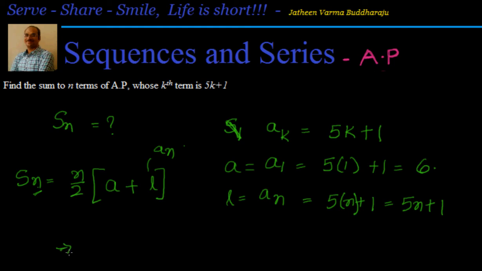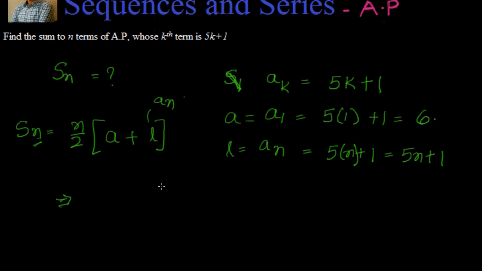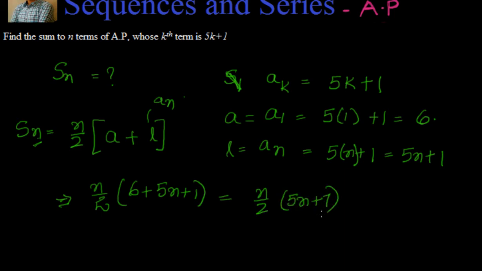Now you want to find out the value of S of n. So what we will write? We will write directly S of n equal to n by 2 into a, that is 6, plus l, that is 5n plus 1, that's nothing but equal to n by 2 into 5n plus 7. That's the sum of n terms.